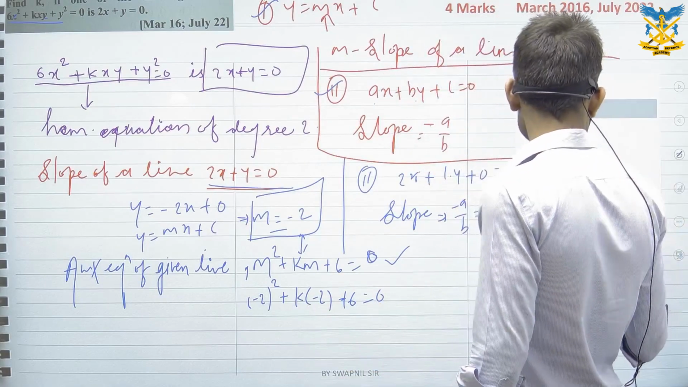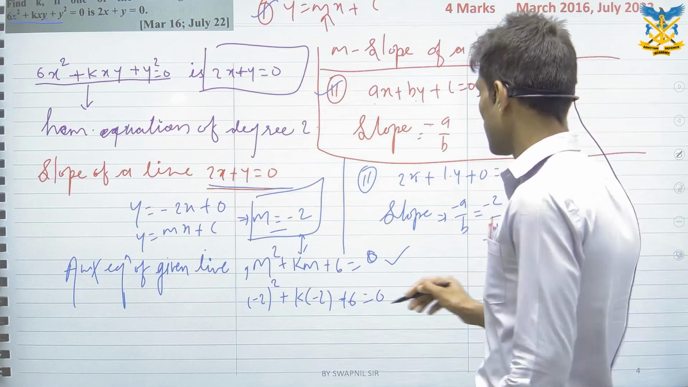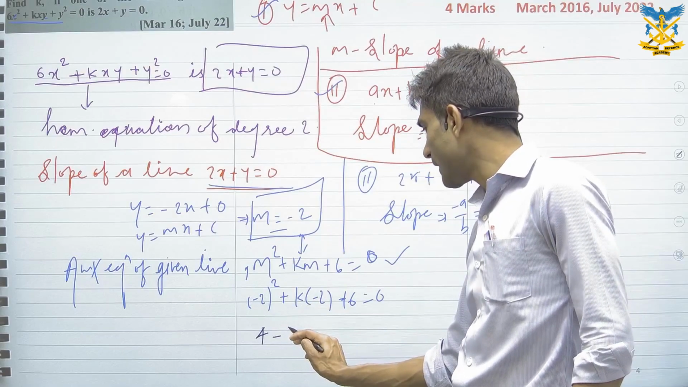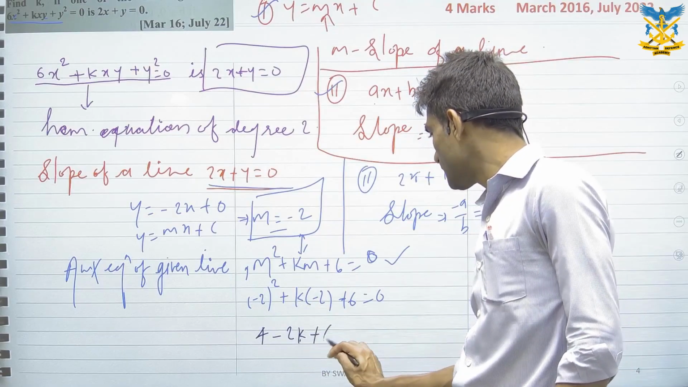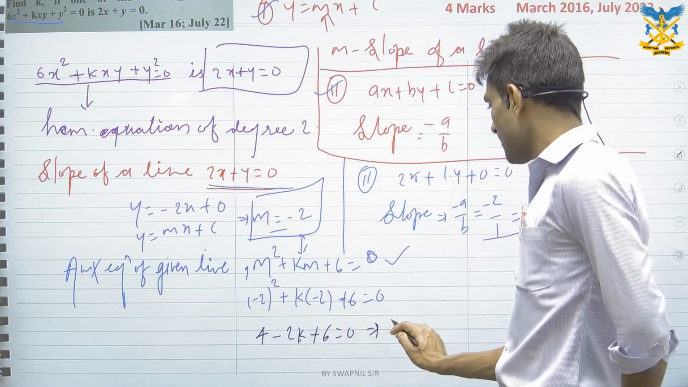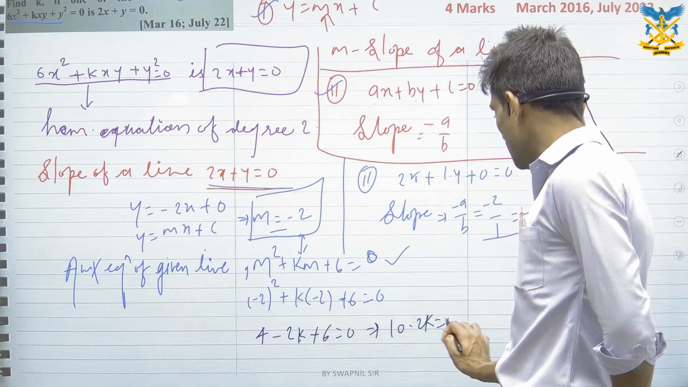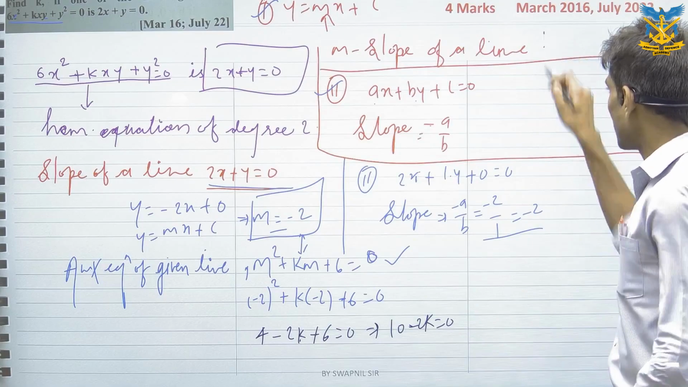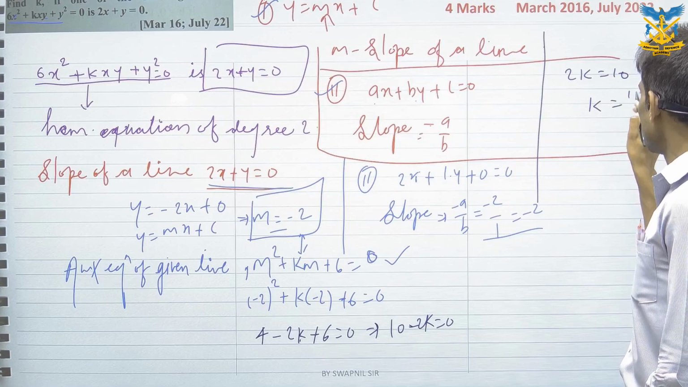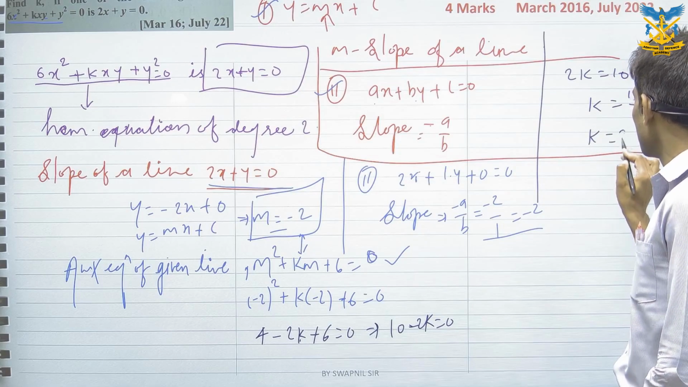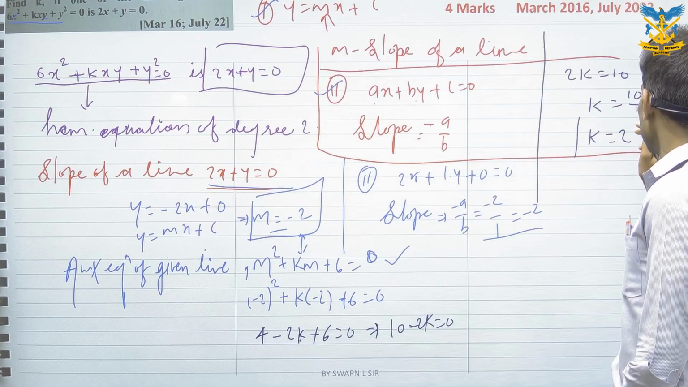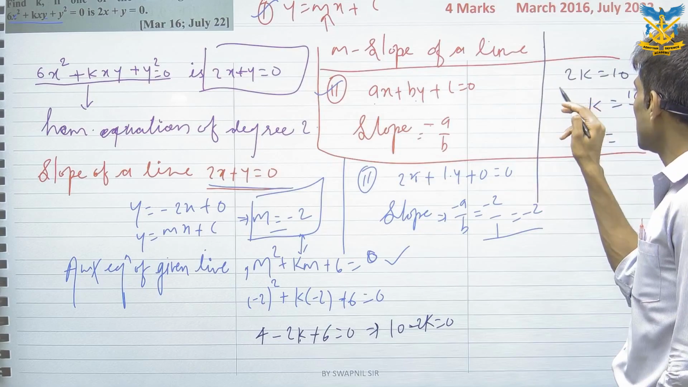Let me change the color, that will be good for you all. Minus 2 square we can write as 4, plus k into minus 2 is minus 2k, and plus 6 equals 0. So 4 plus 6 we write as 10, minus 2k equals 0. Going to the next step, 2k equals 10, and k gives us 10 by 2. Why 10 by 2? Because 2 is the multiplicand here with the k.